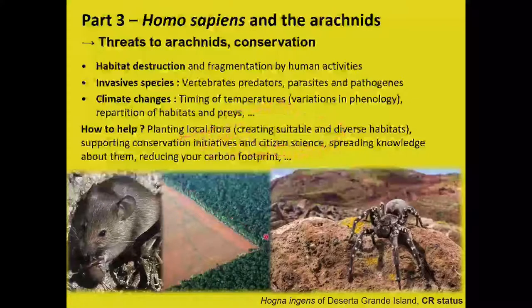This is habitat fragmentation in a tropical forest. And this is a critically endangered species of wolf spider, an extremely big wolf spider coming from a single desert, from the Deserta Grande Island. Most endangered arachnids are only known from a few locations. This is endemism.